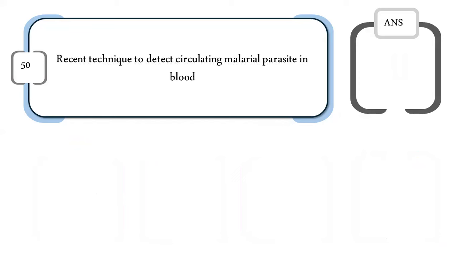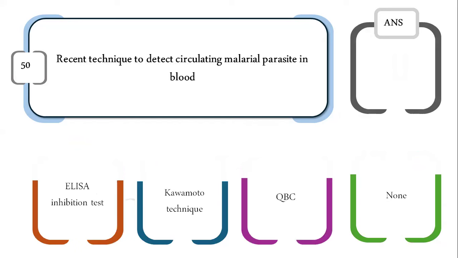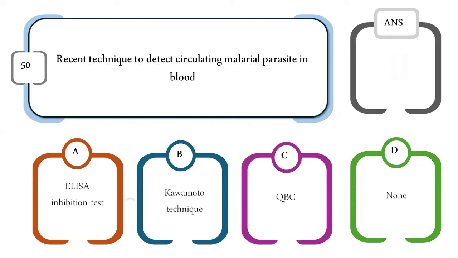Next question, recent technique to detect circulating malarial parasite in blood. Option A, ELISA inhibition test. Option B, Kawamoto technique. Option C, QBC method. Option D, none of the above. Here the right answer is option A, ELISA inhibition test.